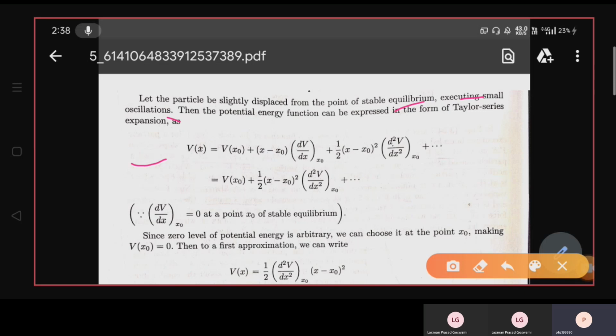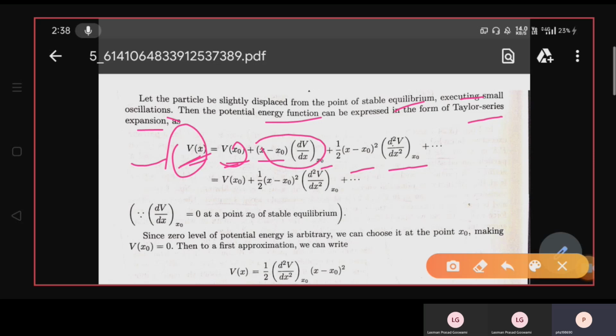What will be the potential energy? The potential energy function can be expressed in the form of a Taylor series expansion. Suppose the particle is at point x and the equilibrium or minimum position is at point x0. So V of x can be expanded in a Taylor series: V of x equals V of x0, that is the potential at x0, plus (x minus x0) dV/dx at x0, plus half (x minus x0) whole squared d2V/dx2 at x0, and so on.